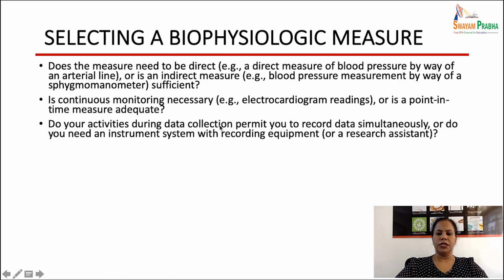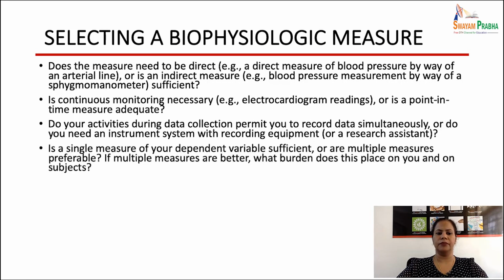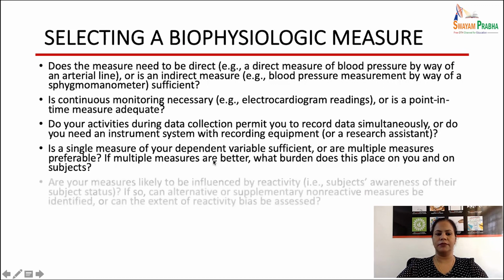Do your activities during data collection permit you to record data simultaneously, or do you need an instrument system with recording equipment? So whether you will be recording it simultaneously, or you will need recording equipment, or even a research assistant who can help you to record. Is a single measure of your dependent variable sufficient, or multiple measures? So whether you will be assessing only one time or many times.